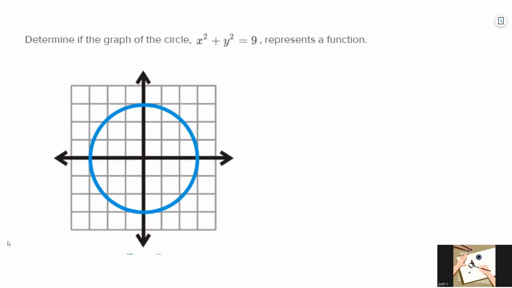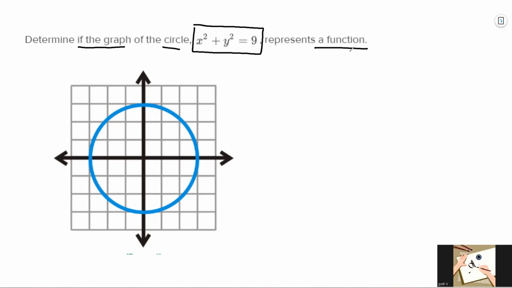Going forward to the next example, we are given a statement: determine whether the graph of a circle represents a function. So this is the circle equation. Equation of a circle, x squared plus y squared is equal to 9. Does this represent a function? Function's meaning is for every one input, there is one output. There should not be more than one output. If outputs are more for a particular input, then it is not a function, it is a relation.